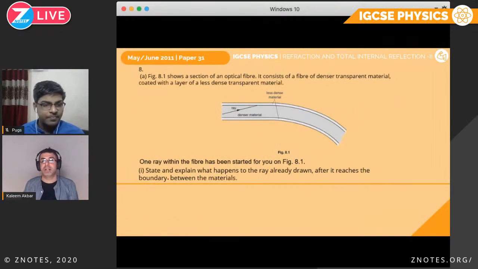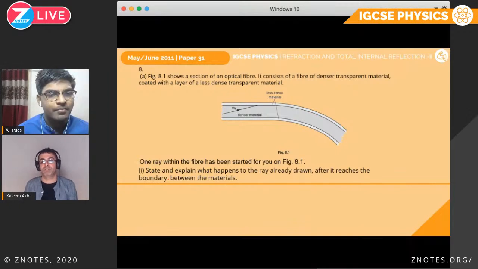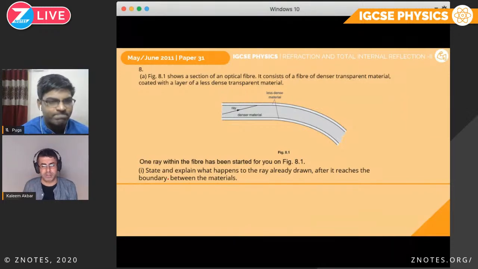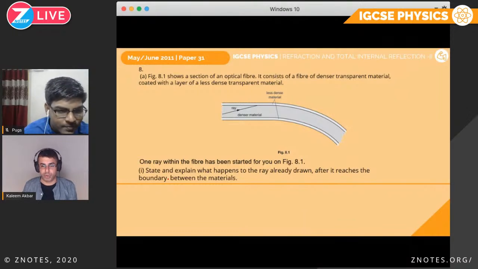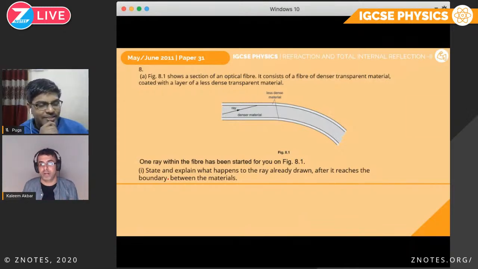May, June 2011, paper 3-1, guys. Figure 8.1 shows a section of an optical fiber. It consists of a fiber of denser transparent material coated with a layer of less dense transparent material. Core, cladding, you don't need to even know it. One ray within the fiber has been started for you. State and explain what happens to the ray already drawn after it reaches the boundary between the materials.